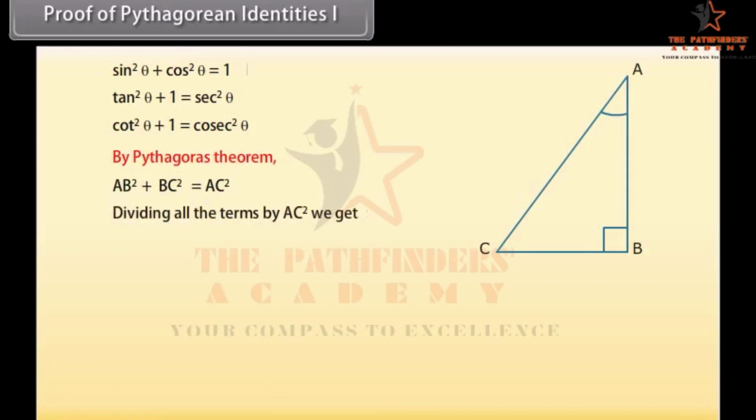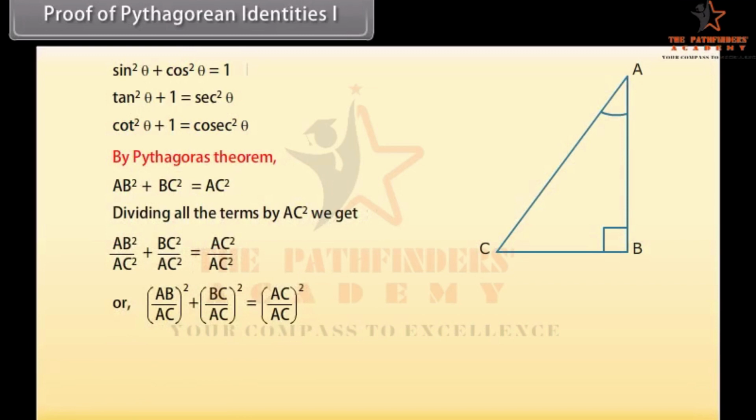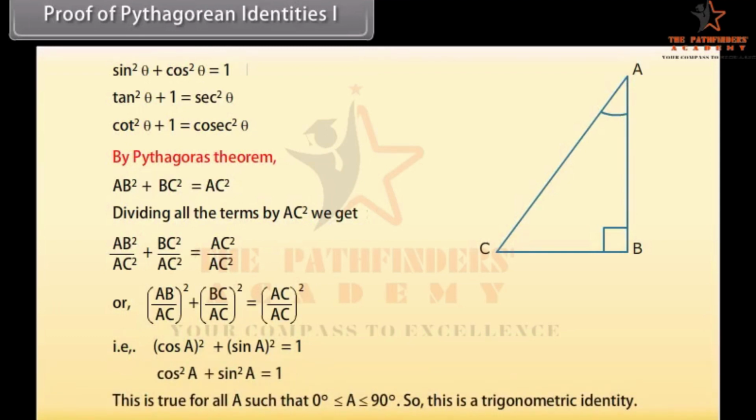Now dividing each term by AC square, we can write it as (AB upon AC) whole square plus (BC upon AC) whole square, which equals (AC upon AC) whole square. That is, cos square A plus sin square A is equal to 1. This is true for all A such that 0 degree is smaller than or equal to A, which is smaller than or equal to 90 degree. So this is a trigonometric identity.